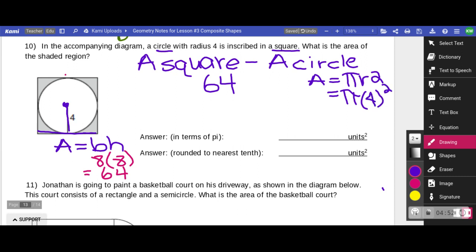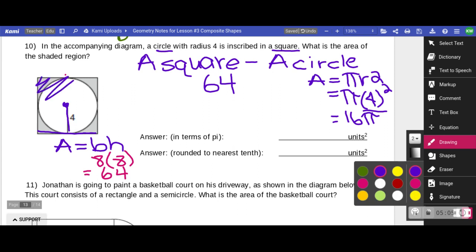Now to follow order of operations, I have to do 4 squared, which is 4 times 4. 4 times 4 is 16. Pi is that if I take the area of the entire square and take away the area of the circle, I'm left with just these rounded shaded parts to the side. So my answer for the area of the shaded region is going to be 64 minus 16 pi. And that's my answer in terms of pi.